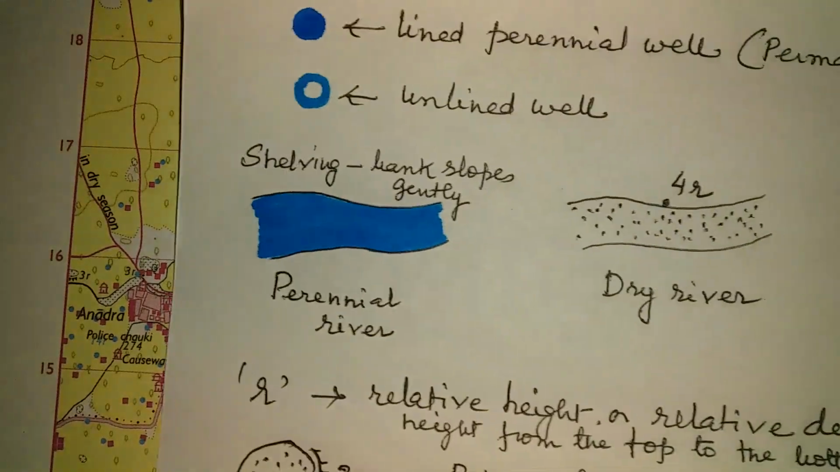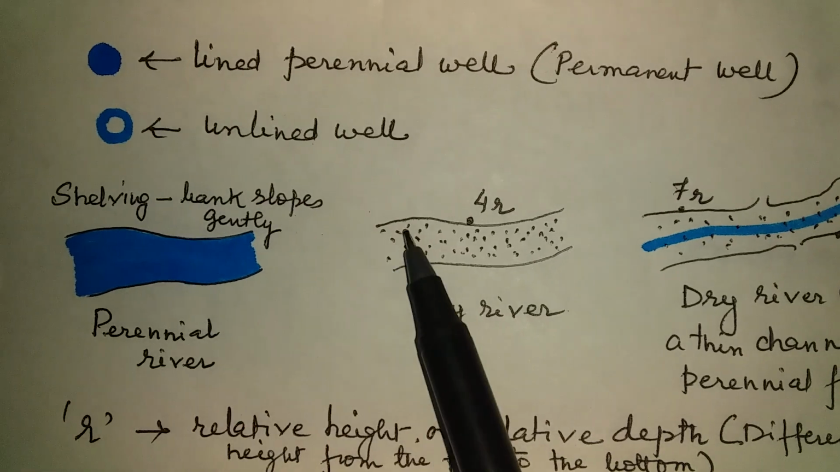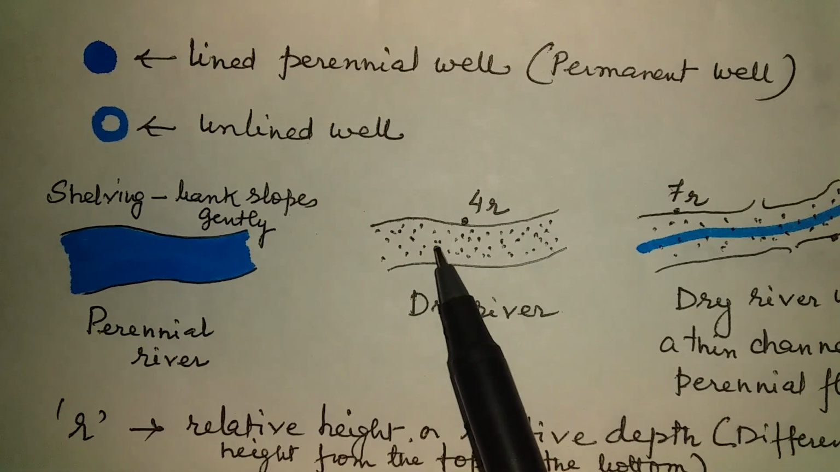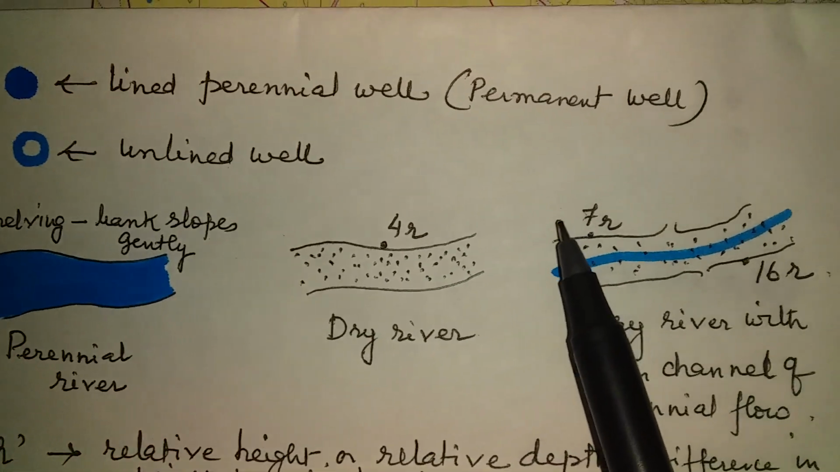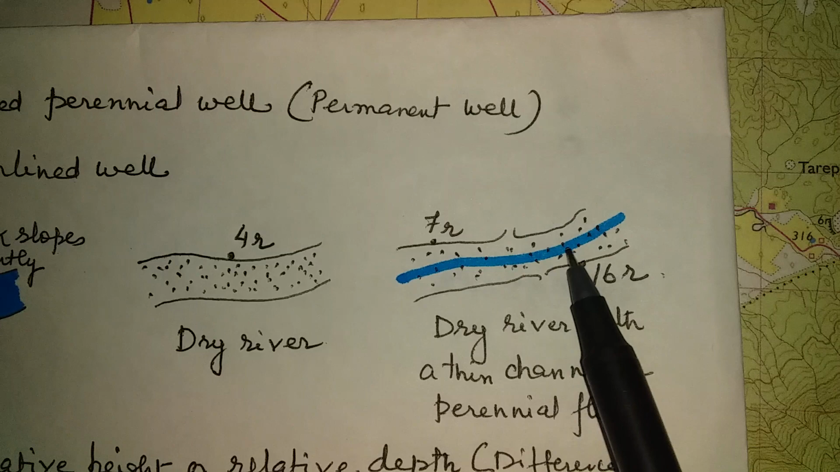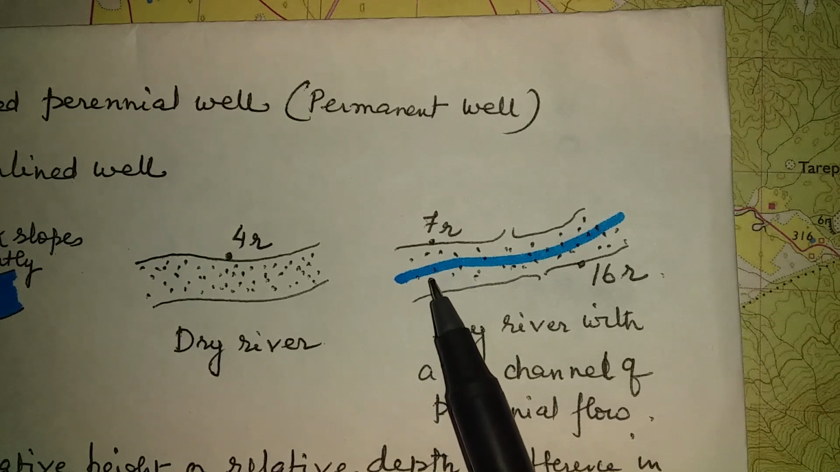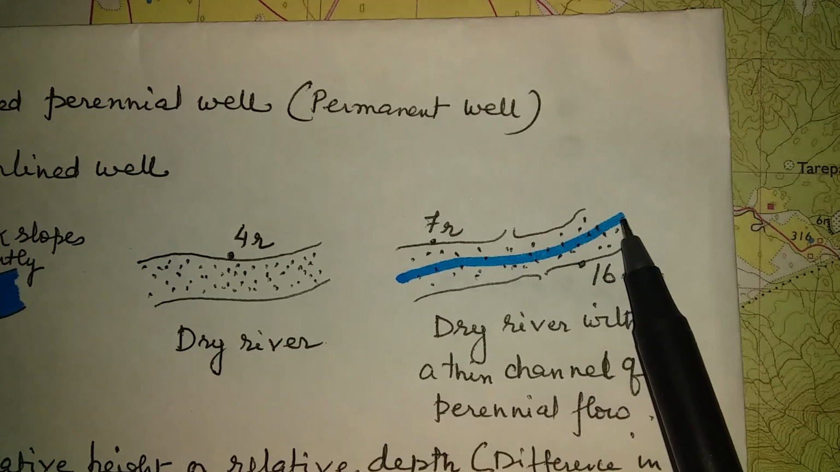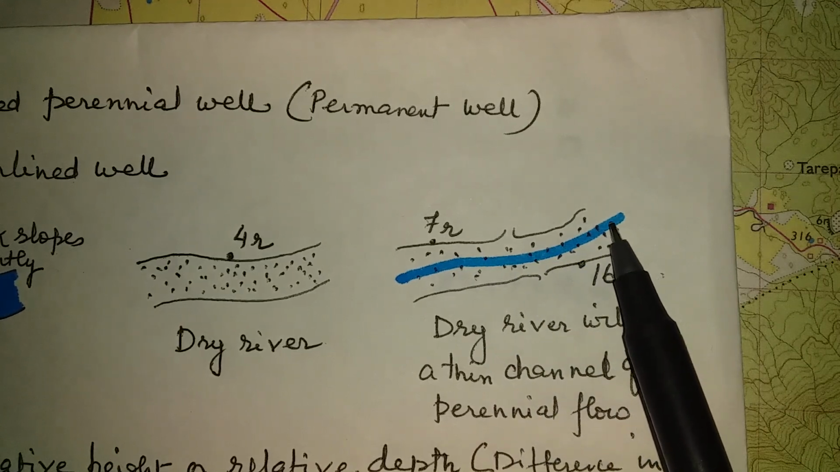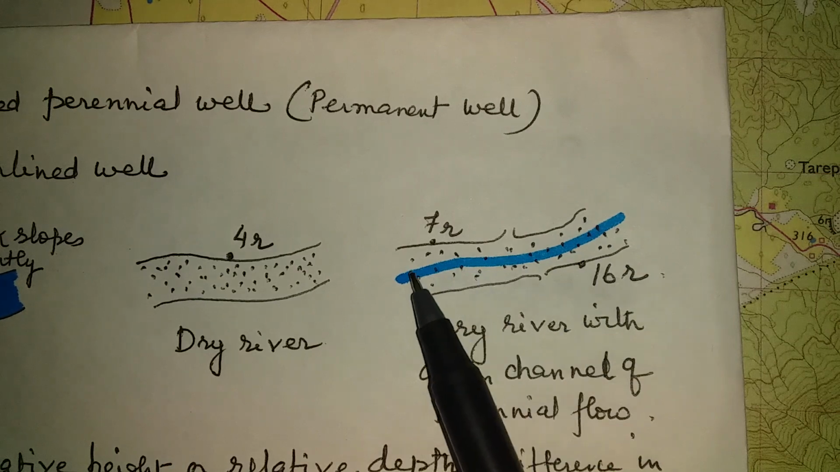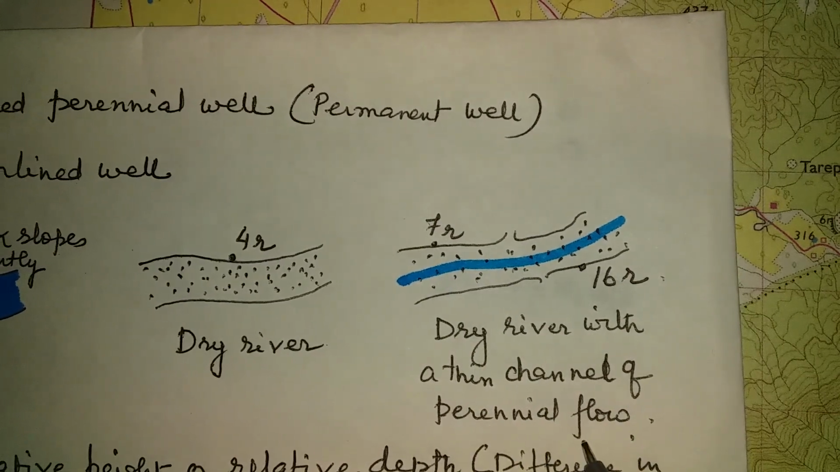We come to the rivers here. This refers to a perennial river. This is a dry river. You see it is black dots. That means it is the dry bed of the river. And the third figure, you can see a thin blue line passing through the river. This thin blue line means there is still some water flowing, or we can say that there is a thin channel of perennial flow. But the river is dry. So therefore I have written here dry river with a thin channel of perennial flow.